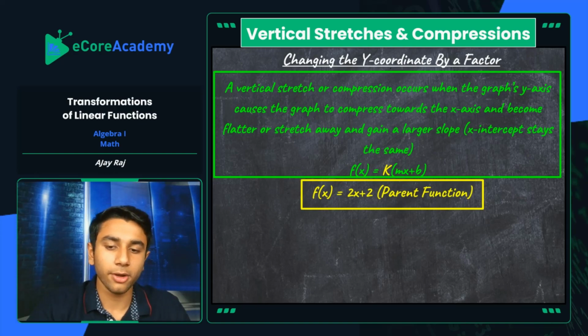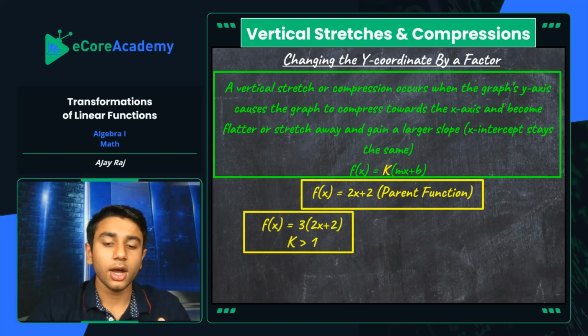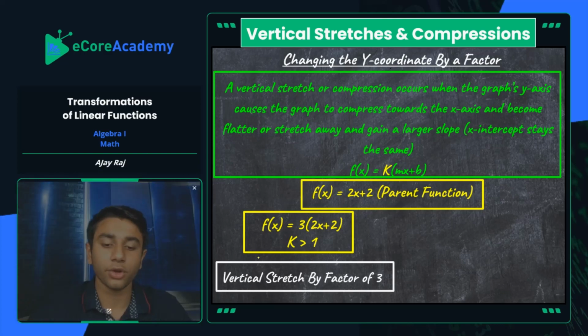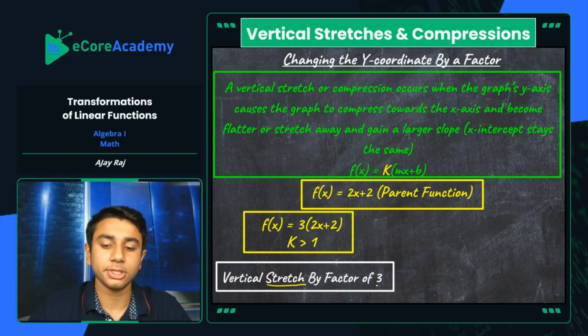So let's take a look at our parent function, 2x plus 2. We're going to change this function by adding our factor of k being equal to 3. So we're going to multiply 3 by the whole equation, 2x plus 2. And this is a property that goes for any value of k that's greater than 1. So when k is greater than 1, it's going to cause a stretch, a vertical stretch. And since 3 is greater than 1, it's going to cause a specific stretch by a factor of 3. Always include the factor by which you're stretching.